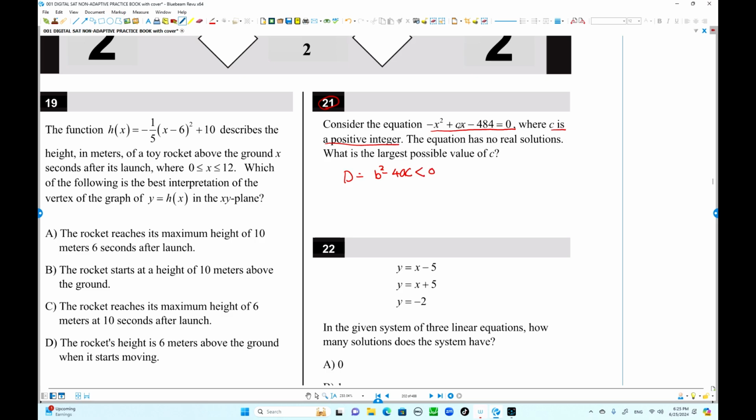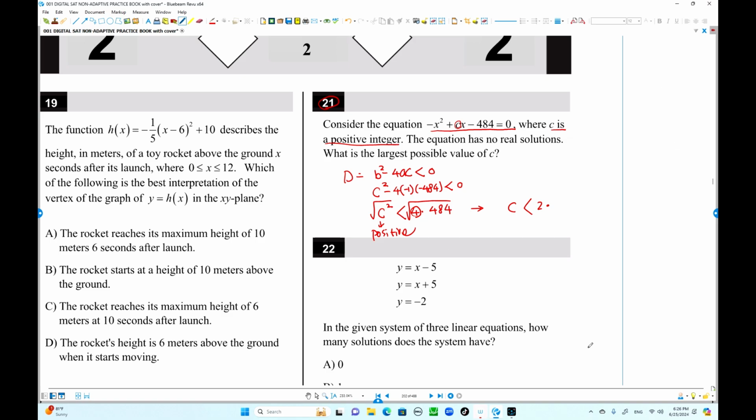So b is c over here, right? c squared minus 4, where a is negative 1 and c is negative 484, must be less than 0, okay? When you solve this, they're all minus, so move to the right and it becomes positive. c squared must be less than 4 times 484. But c is positive, so in this case you can take the square root over here. So c must be less than the square root of 4, which is 2, times the square root of 484, which is 22, right?